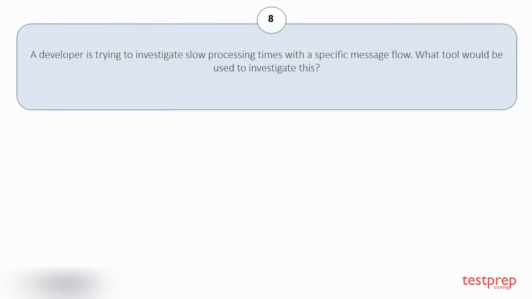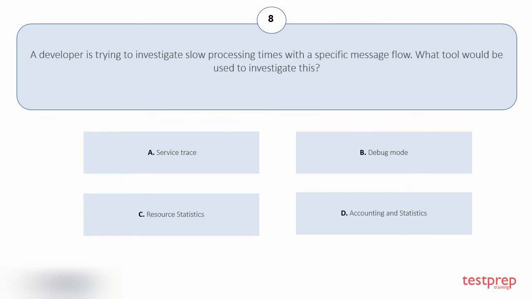Question number 8. A developer is trying to investigate slow processing times with a specific message flow. What tool would be used to investigate this? Your options are: A. Service trace. B. Debug mode. C. Resource statistics. D. Accounting and statistics. The correct answer is option C.